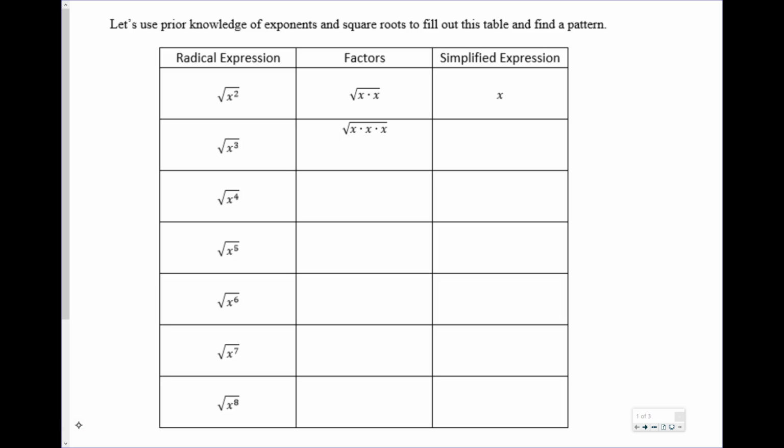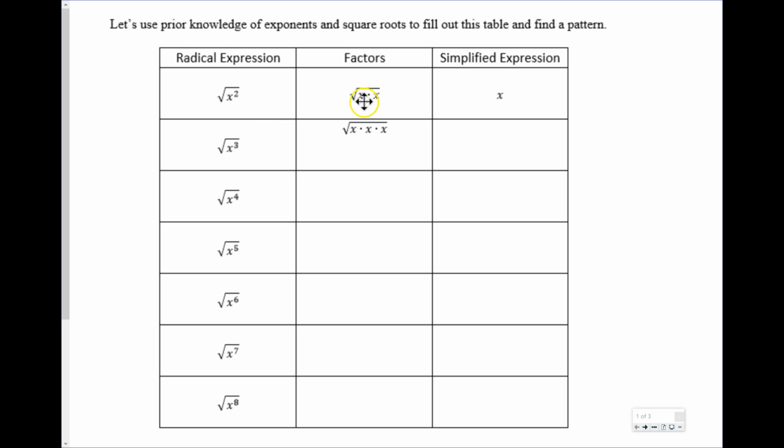In the last learning target, we learned how to simplify radicals with different values. Today's learning target, we're going to talk about simplifying radicals with variables and different exponents. So we're going to use some prior knowledge of exponents and what we know about square roots to fill in this table. So let's take a look at the first radical expression we have here, square root of x squared.